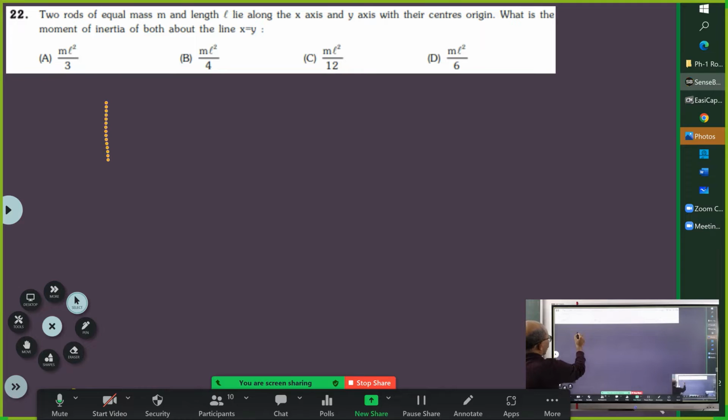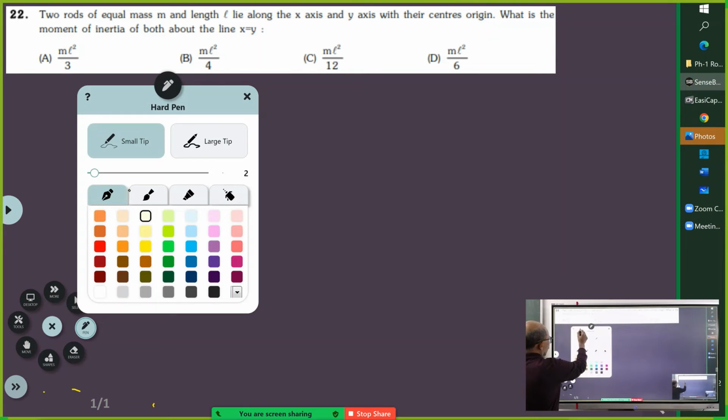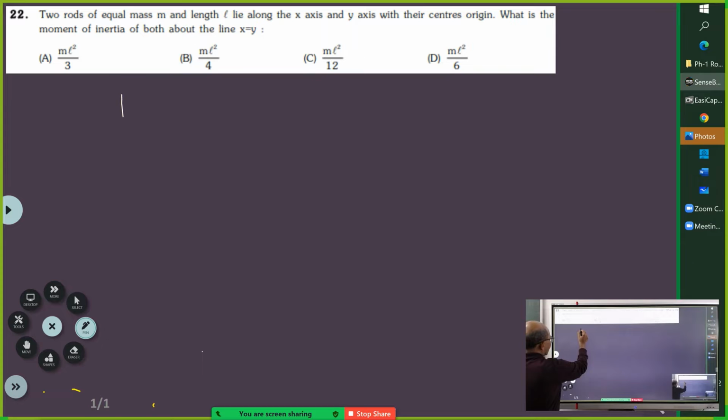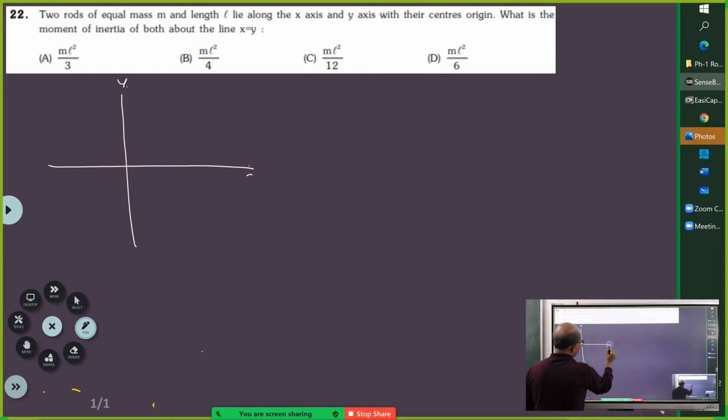So you have one rod which is along the y direction, and you have another rod which is along the x direction. Correct? Both of them are intersecting at the origin. What is the moment of inertia along the line x is equal to y? That means along this axis. Can you do this or no? Yes, sir. Okay.